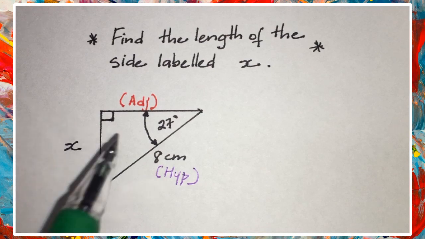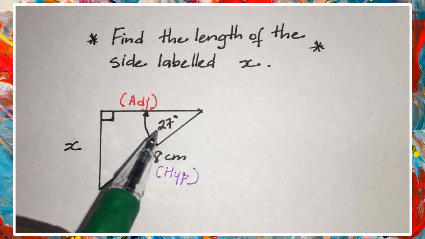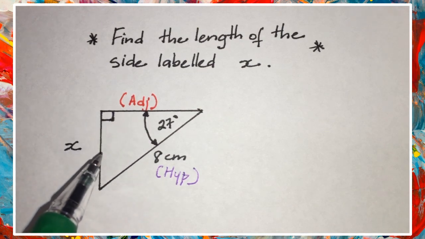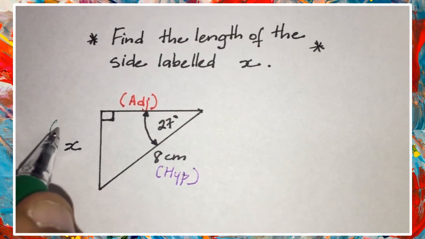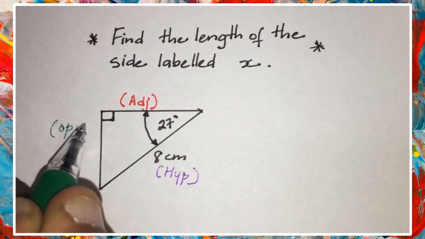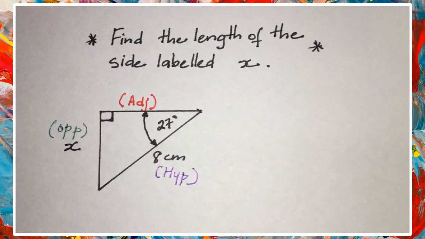All right. So the last one is going to be the opposite. And the opposite is across from the angle. So this angle is on the right, so it's going to be the line that's on the left, which is this one. So x is going to be our opposite. In other words, the task is to find out the length of the opposite side of this triangle.